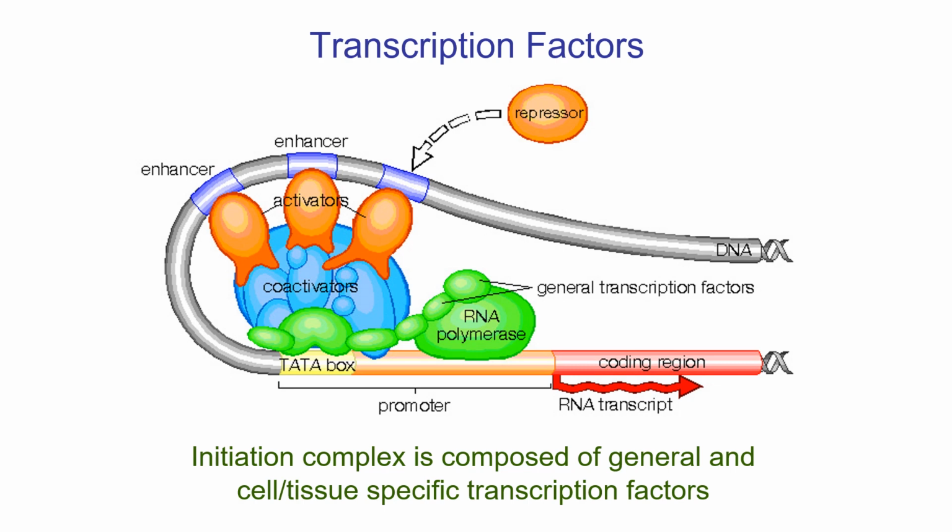Different cells will have different transcription factors. A heart cell will have the transcription factors it needs to turn on certain genes that it needs. A liver cell will not have those same transcription factors, so the liver cell will not turn on genes that are only needed in the heart cell. And then to top that off, if there's repressor proteins floating around, they can bind to the DNA and make this whole thing fall apart so that transcription doesn't occur.